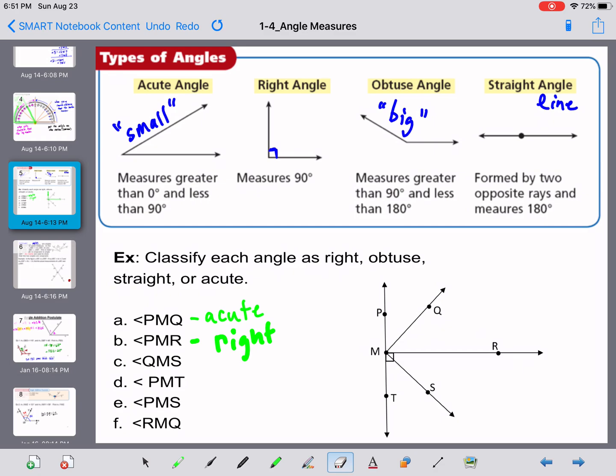All right. QMS. Well, I think it's right. I'm not 100% sure, though, if it's right, but I would guess that it's a right angle. PMT. What's that one? Yeah, that's just a straight line. You know what? My marker's too big here.